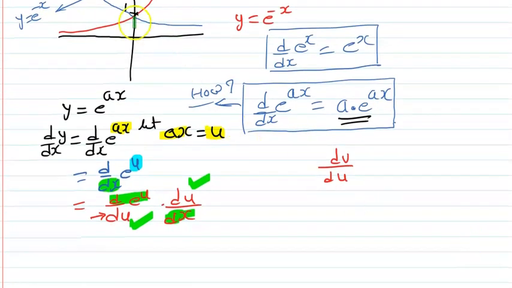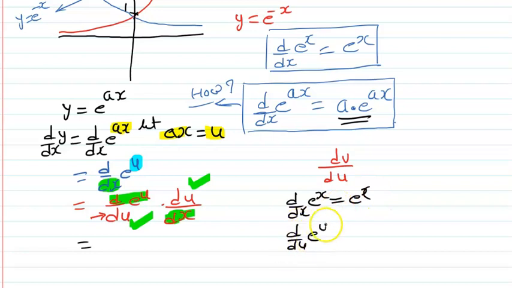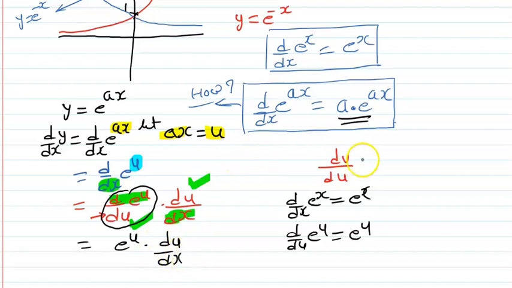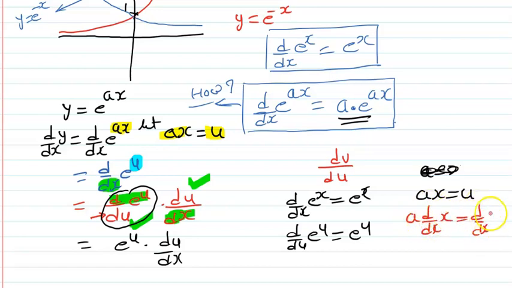Now, once you do that, we know that d over dx of e to the power x is e to the power x. So d over du of e to the power u is e to the power u. So in this place we can write e to the power u, and du over dx is already here. Now, if you see here, we had ax equal to u, right? Differentiate both sides with respect to x. So a is constant, so we need d over dx of x and d over dx of u.